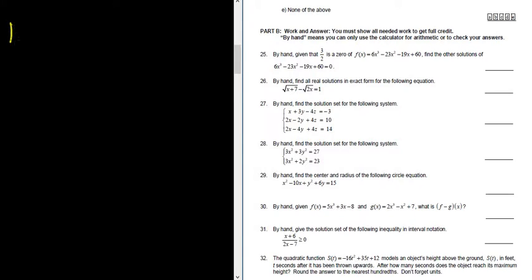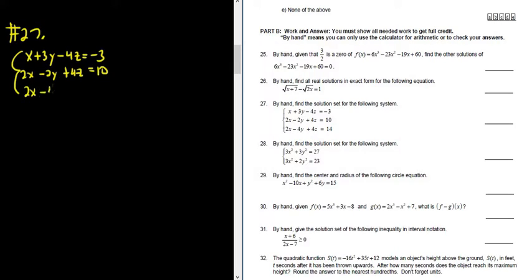Number 27. By hand, find the solution set for the following system. So we have the following system of equations. x plus 3y minus 4z equals negative 3. Then 2x minus 2y plus 4z equals 10. And then 2x minus 4y plus 4z equals 14.